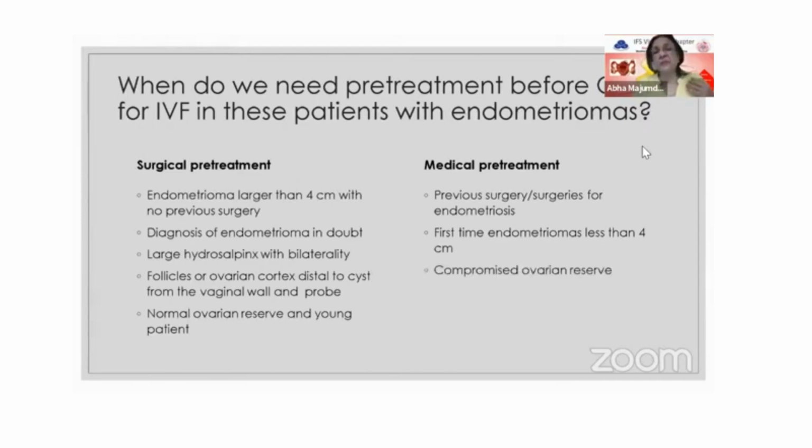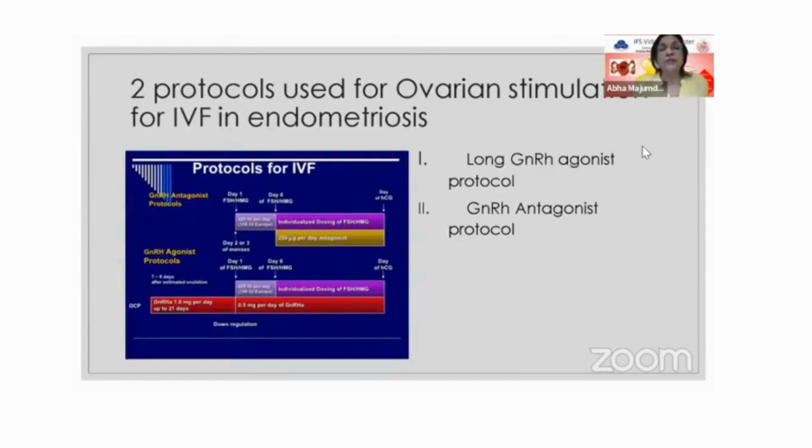Compromised ovarian reserve, well, only medical treatment. And advanced stage, again, only medical treatment. So you know that when would you want to give a medical treatment? All these conditions. Surgical treatment only when your diagnosis is in doubt, large endometrioma, or you just can't reach the follicles, or a very young woman with a good reserve.